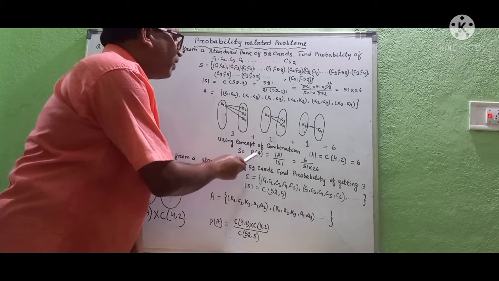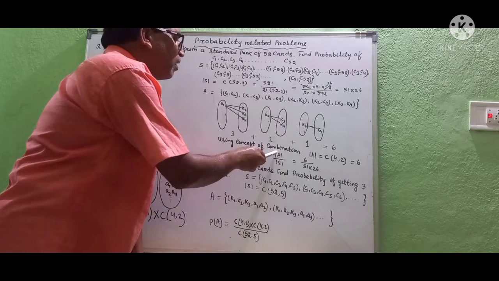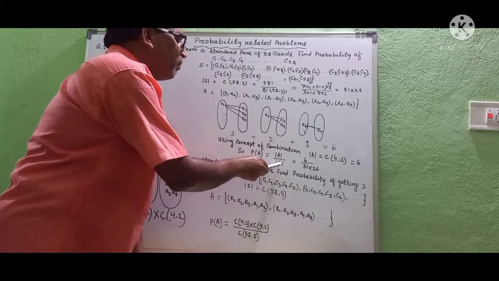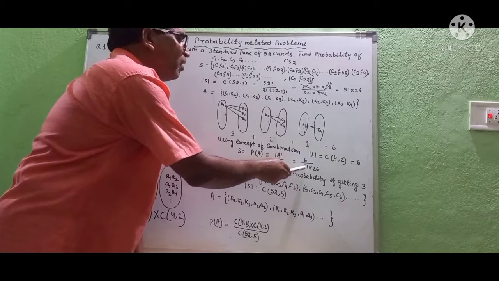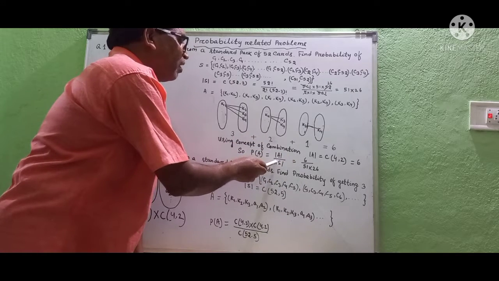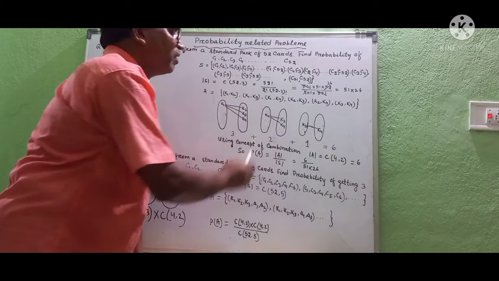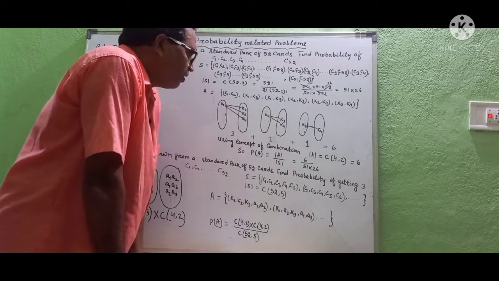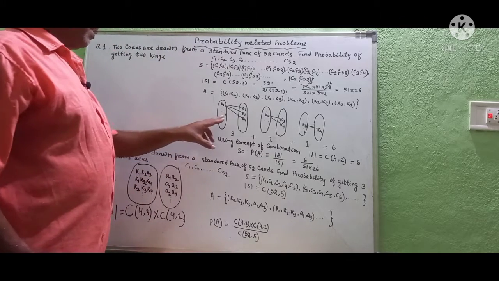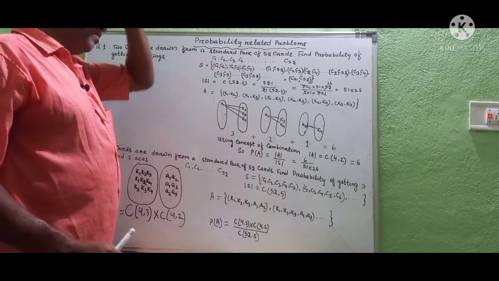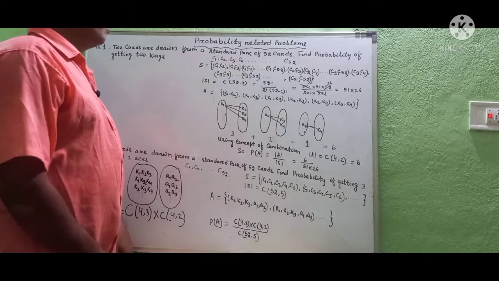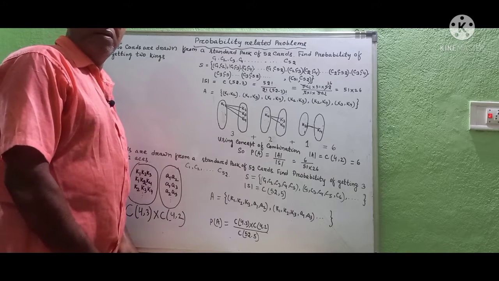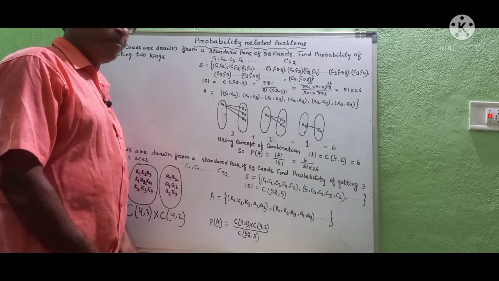So probability of A is equal to cardinality of A by cardinality of S, that is equal to 6 by cardinality of S, which is equal to this. You will simplify it. Just understand it: here the concept of counting principle cannot be applied.